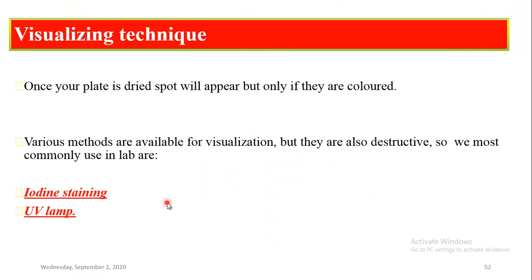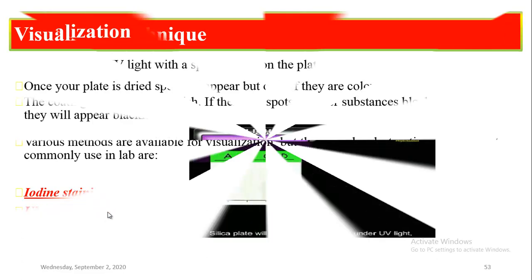After development, we use a visualizing technique. If our components are colored, we do not need any visualizing. If our components are colorless, then we will use a visualizing technique. Different visualization methods are available, but some are destructive and some are non-destructive. Iodine staining and a UV lamp are commonly used for this purpose.